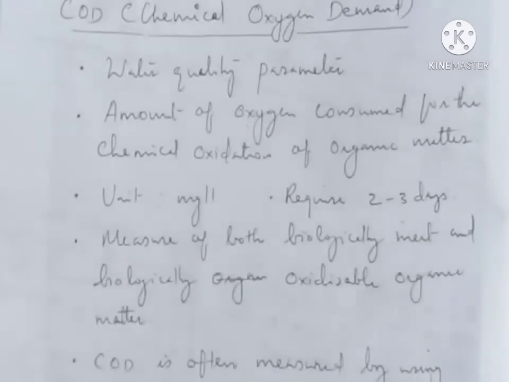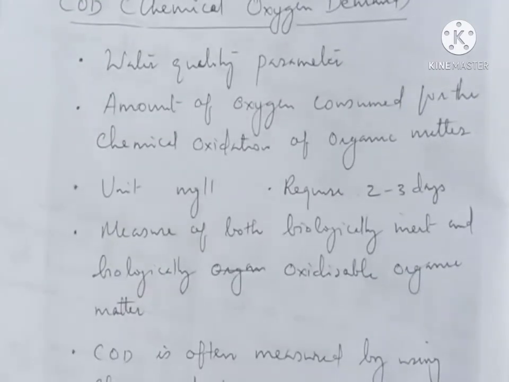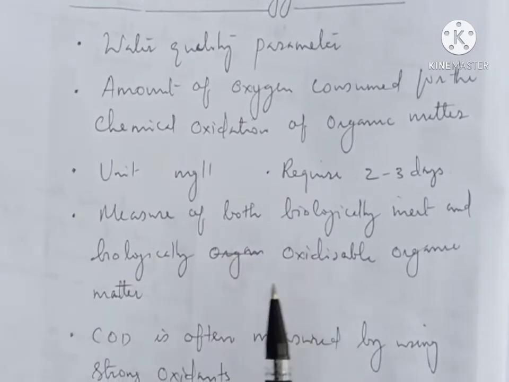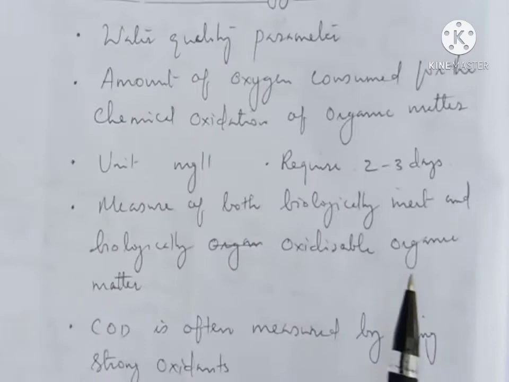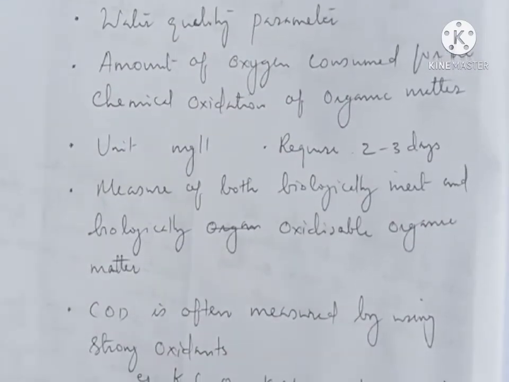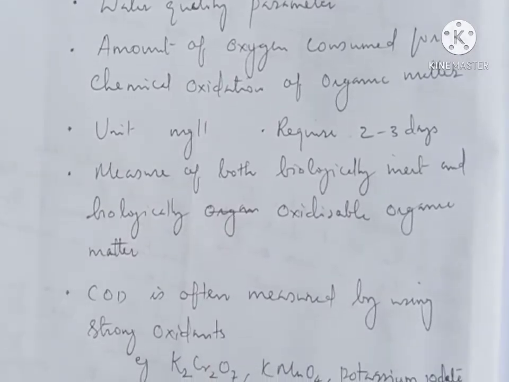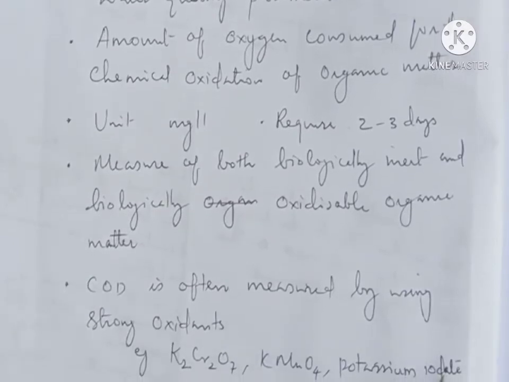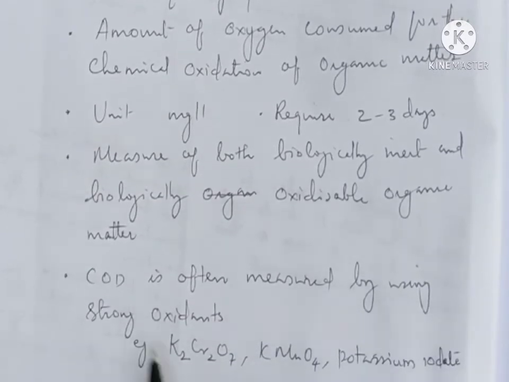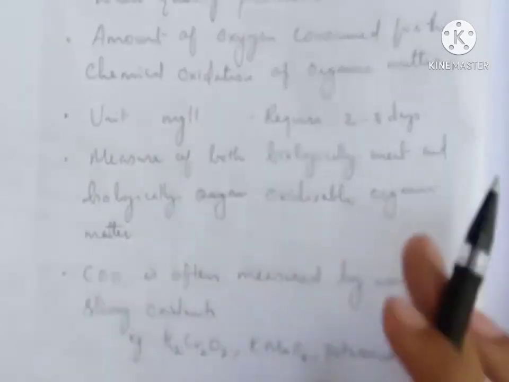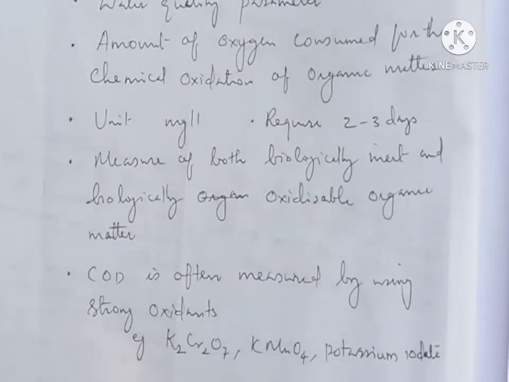The BOD measures only the biologically oxidizable organic matter, but here it measures both biologically oxidizable and biologically inert organic matter. So COD is often measured by using strong oxidants like potassium dichromate, potassium permanganate, potassium iodide, etc. These are the oxidizing agents which are used for measuring COD of water. From that we can measure the pollution of water.